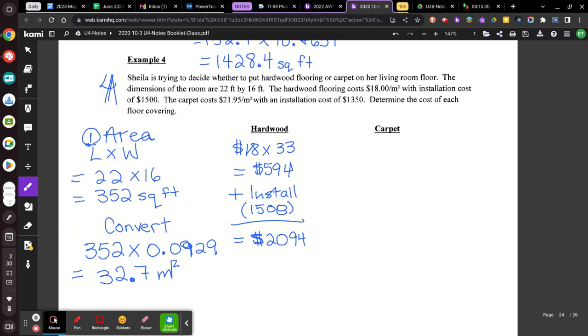Here we go. So for the hardwood, we take our $18 per meter squared and multiply it by our 33 meters squared, because we had to round it up, as we discussed. That gives us the initial cost of our 33 meters. Then we have to pay for install. You always have to pay for the guys to come over and put it in for you.